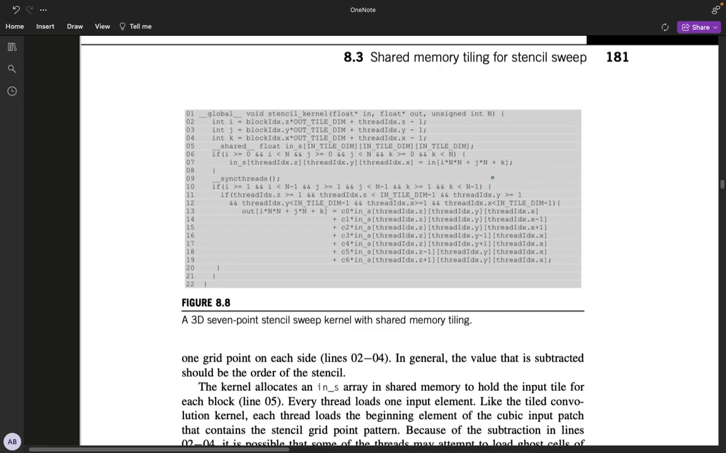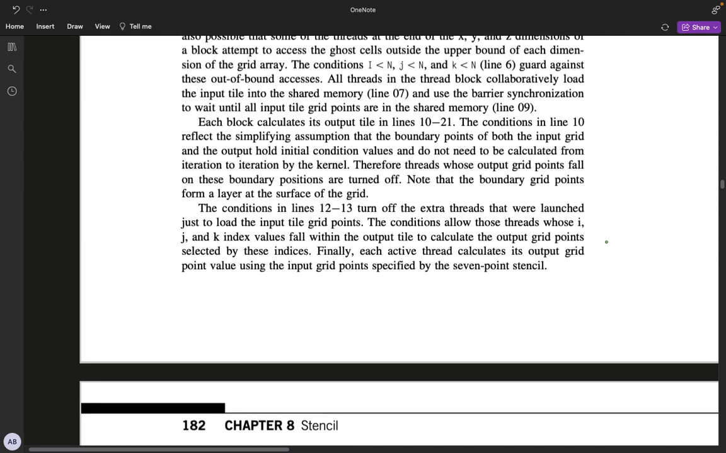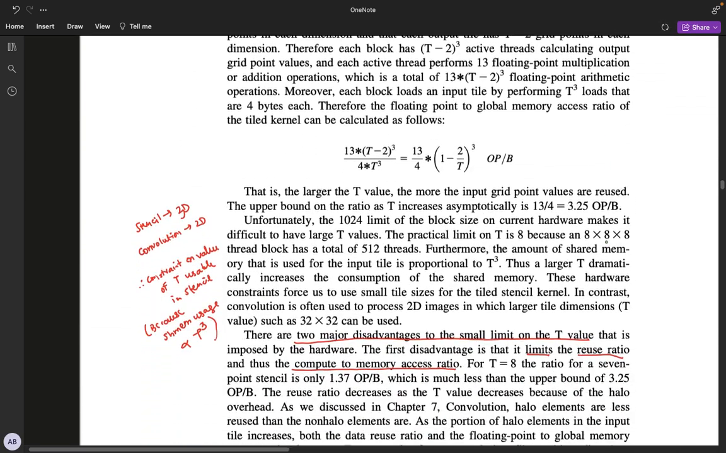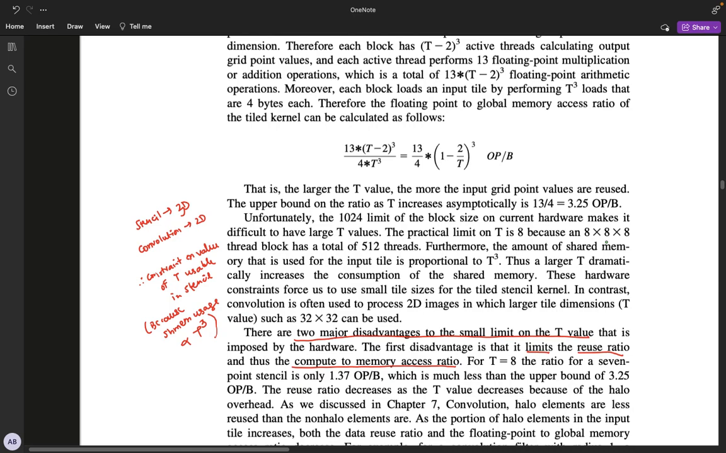So an implementation of this is we just have every thread responsible for loading its own data point from the global memory into shared memory, and then using that value from the shared memory to do the computation.